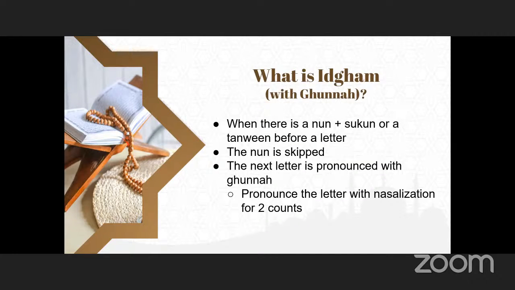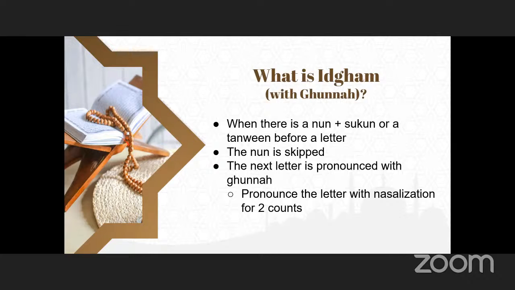Now, in this case, if you see one of the letters of idgham with ghunna, and before it there's a nun sukun or a tanween, the first part of what you do is the same thing. You skip the nun sound. But then it's the next part that's different from the previous rule, the idgham without ghunna. What you do is you pronounce that letter with a ghunna.